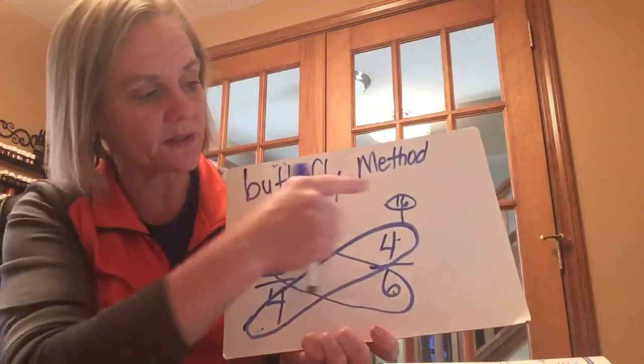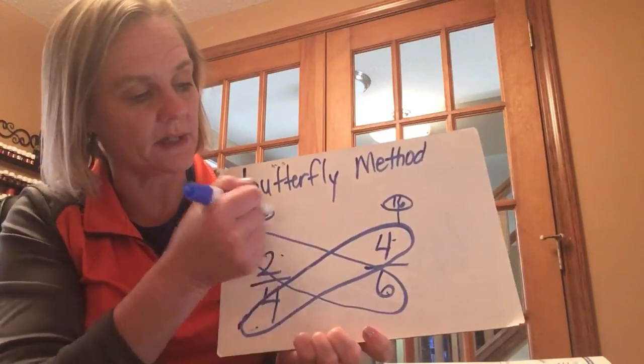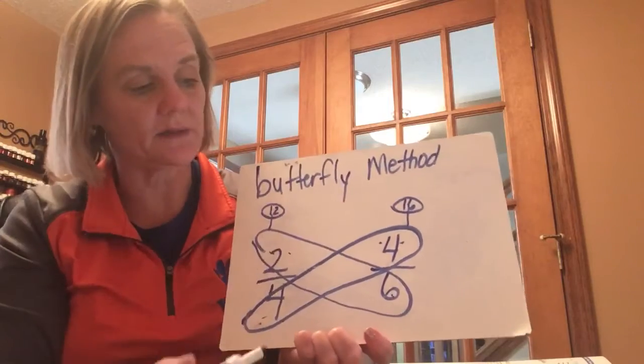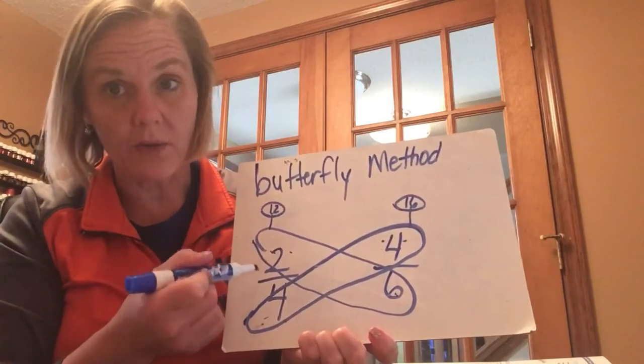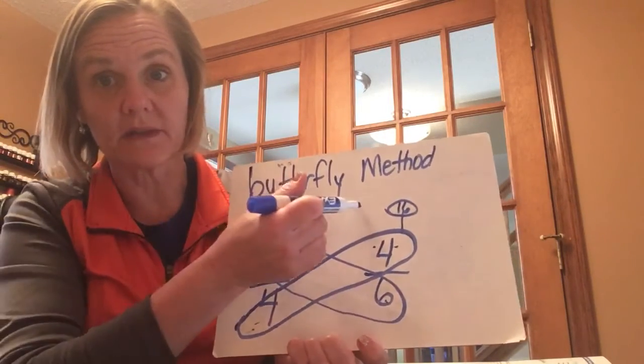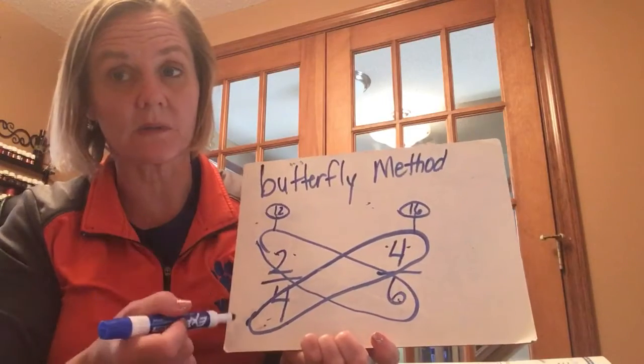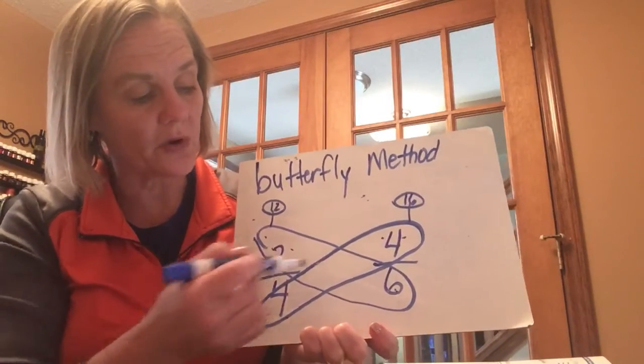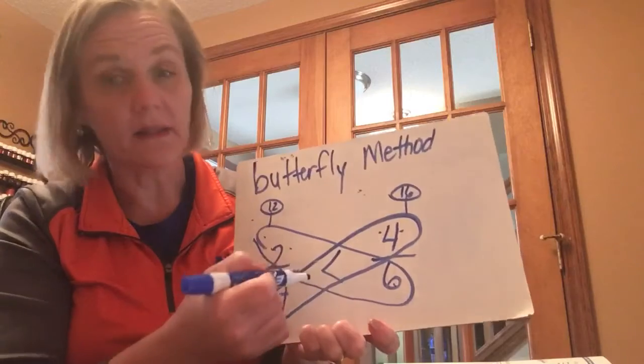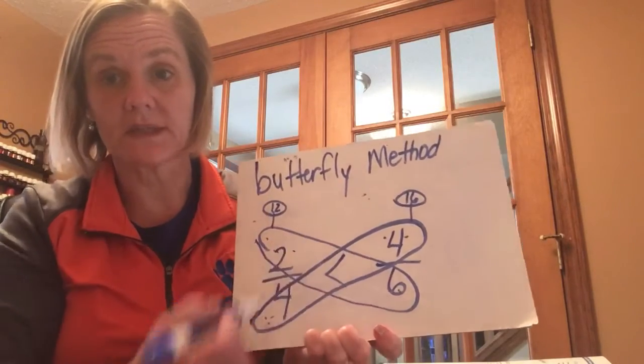And then you put the answers up at the top. So this answer goes here and this answer goes here. So I know now that this number is 12 and this number is 16, so this number is the smaller number. So 2/4 is less than 4/6.